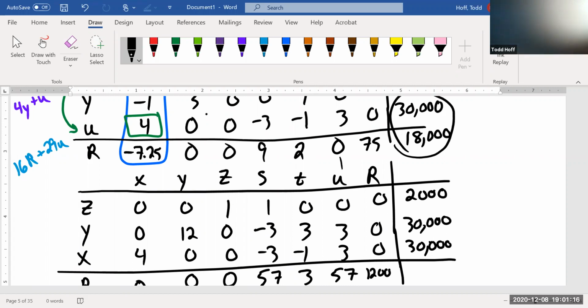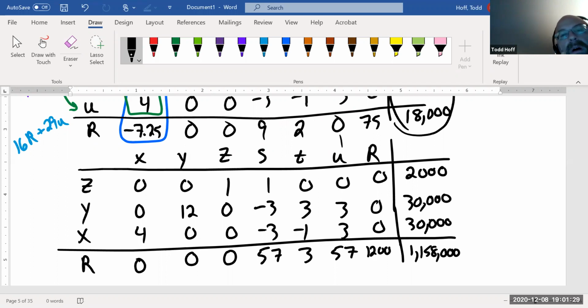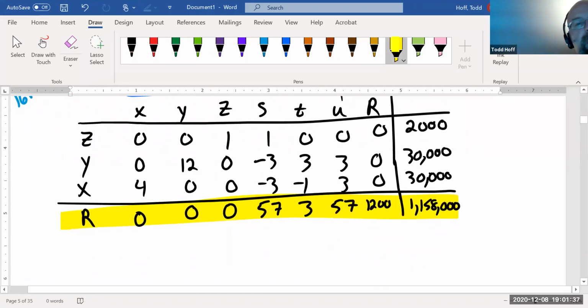What is that? That becomes 1,158,000. Now, every number in this bottom row is positive. That means we're done. We can read our answers off.